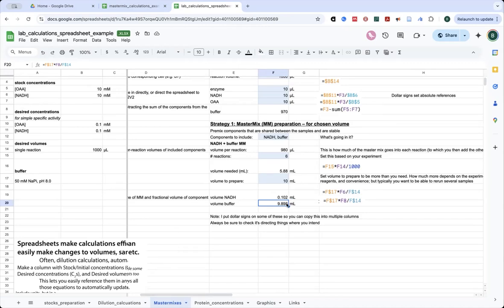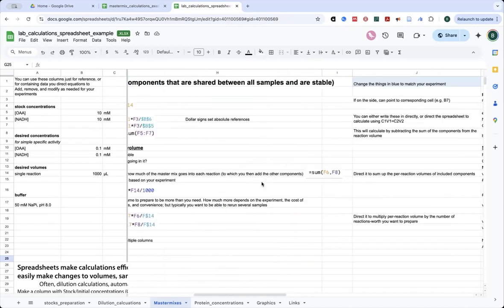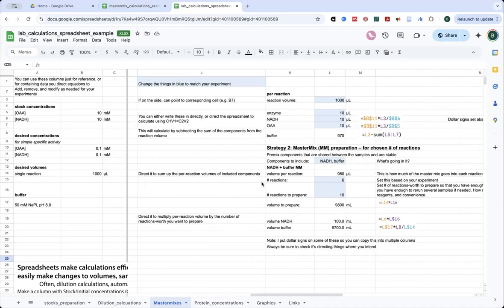Now, what about our buffer? Well, our buffer, we do the same thing, except here we're going to say, okay, we need 970 microliters of buffer per reaction, and we have 980 microliters of the master mix per reaction. 970 divided by 980 times 10 milliliters, and we find we need 9.898 milliliters. And so that is how you do it based on the volume. And so I said, okay, well, 10 mils would be a convenient volume to prepare. Let's prepare 10 milliliters.